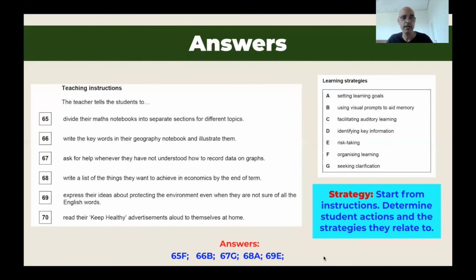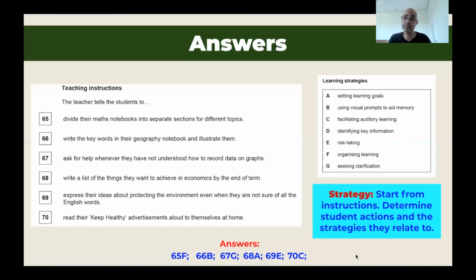In number 70, read their keep healthy advertisements aloud to themselves at home. Again, they're going to read to themselves. So by reading to themselves, they're going to be listening to themselves. So they're going to be facilitating auditory learning. Because when you vary the way you learn, you add a visual component, an auditory component, you're maximizing the input. And maximizing the input, you're maximizing retention and memory. Right? So we haven't used D, identifying key information, but we've used all the others.